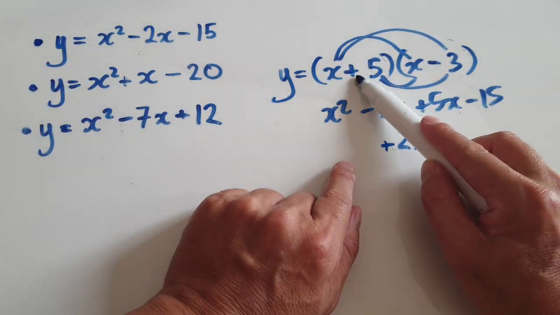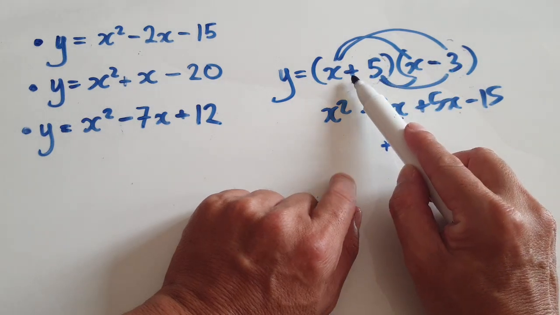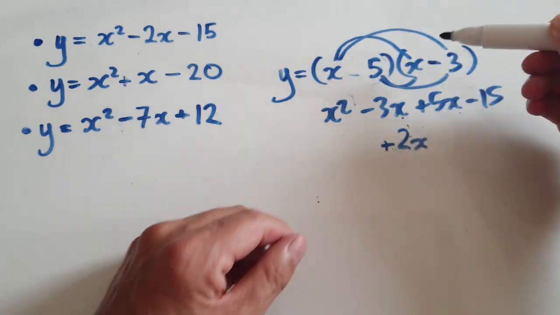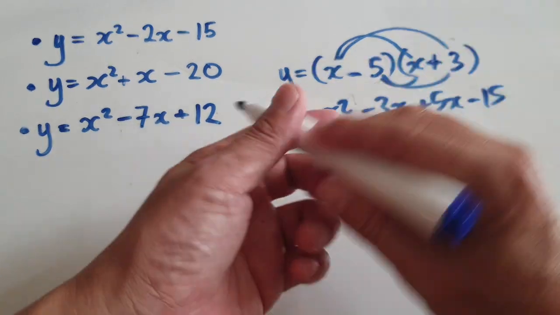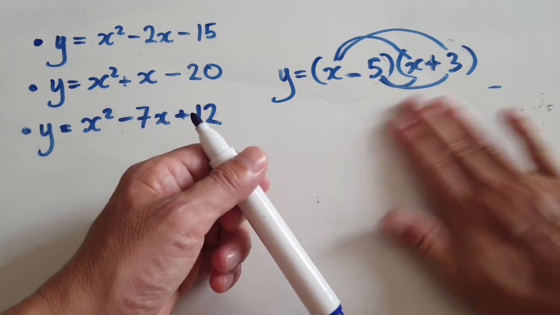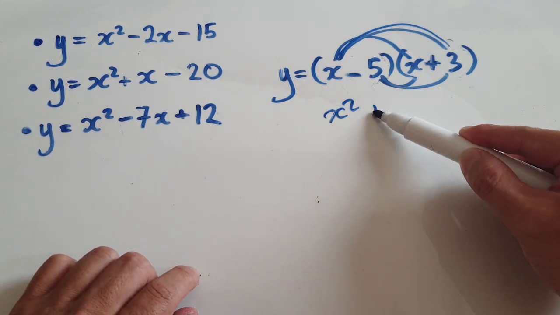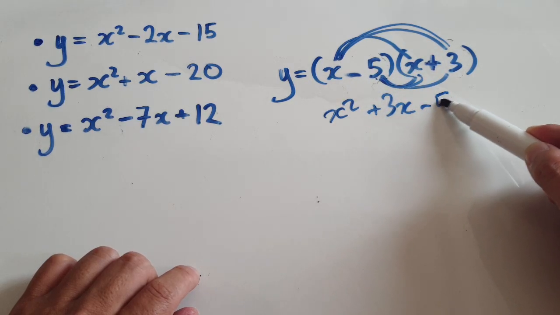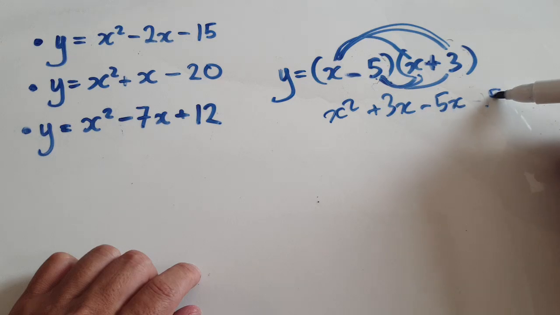So you really want the negative of the bigger number of the two. So really, this should be a negative. So let's change this to a negative, and this to be a positive. So now let's check it. So x times x will be x squared. This times this will be positive 3x. This times this will be negative 5x. This times this will be a -15.